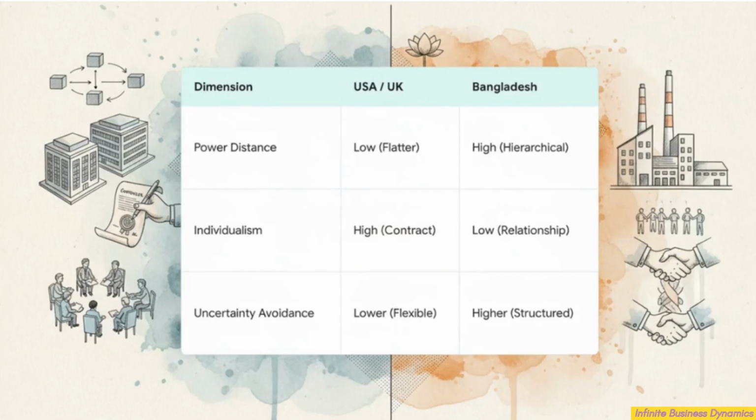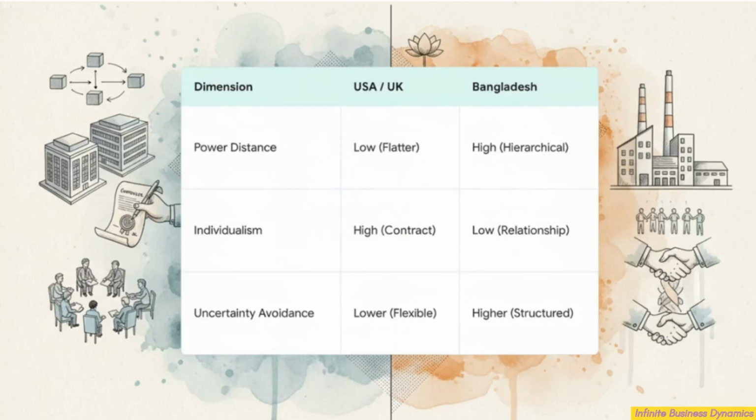Okay, so take a look at this. The differences are, well, they're huge. In the US or the UK, you get what's called low power distance. Think flatter companies, more open door policies. But in Bangladesh, it's high power distance. Hierarchy is key. The boss is the boss, and decisions come from the top down.